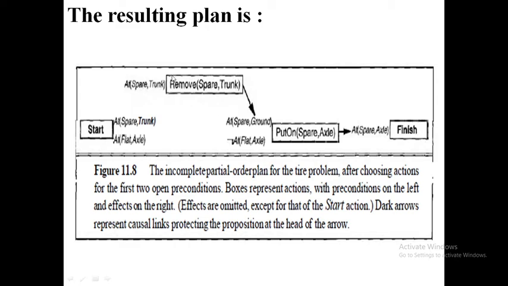Okay, so here, first he removed the spare from the trunk. If you want to remove the spare from the trunk, what is the precondition? Every action is represented as a rectangle. The rectangle before is the precondition, the rectangle after is the effect. He started by removing the spare from the trunk, and in order to remove it, that spare should be in the trunk. Okay, that is satisfied. After removing the spare from the trunk, he placed the spare on the ground.